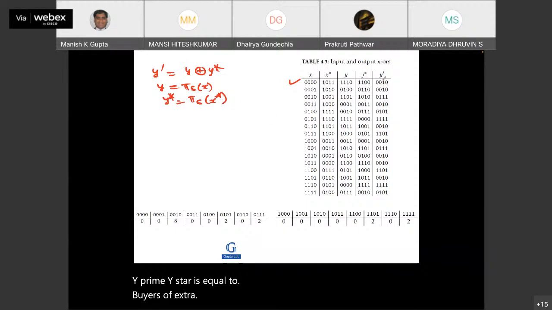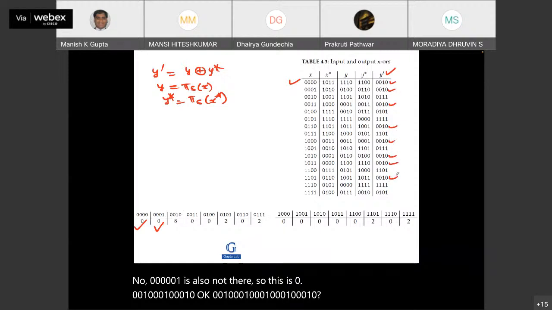Now if I look at the last column here, y prime, I can see 0000 is appearing how many times? There is no such thing, so it is 0. 0001 is also not there, so this is 0. 0010 appears, and there are a total of 8 of them. So the whole distribution I can see here.